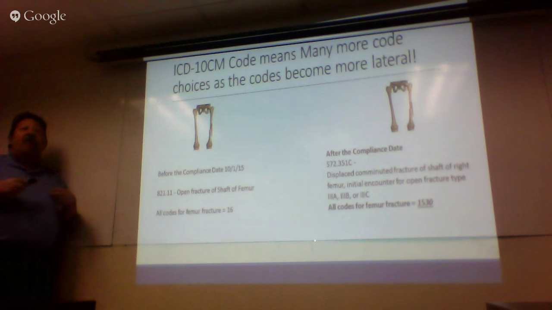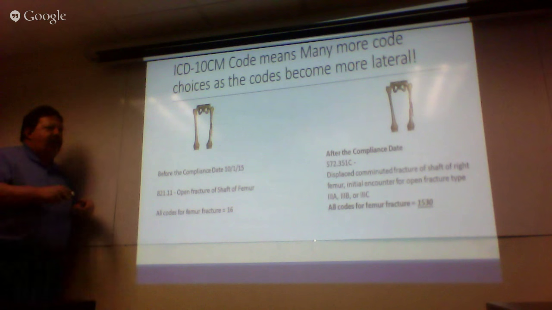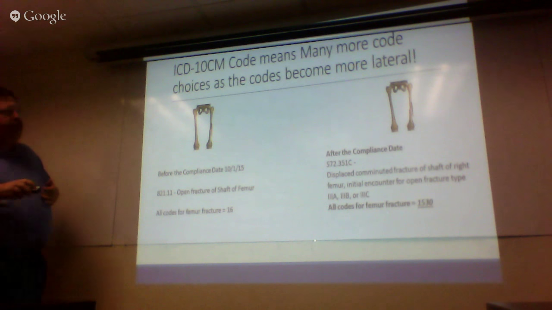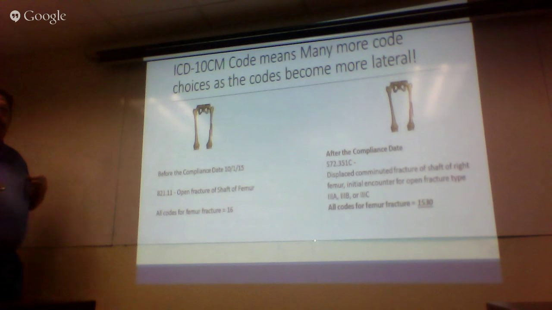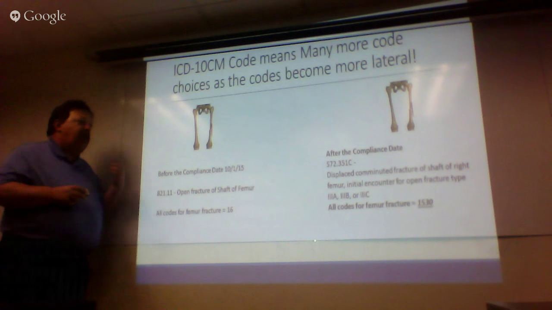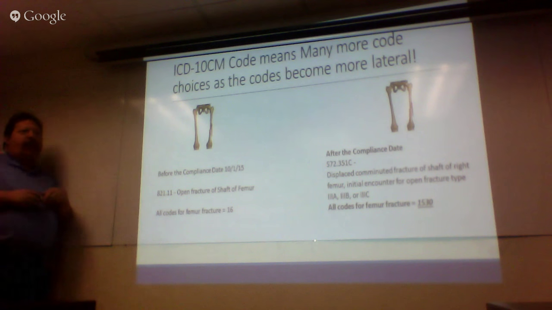That describes it much more specifically. This says it's a displaced, see the piece of bone that lies out, comminuted, which means it pokes through the skin, fracture of the shaft of the right femur. It's an initial encounter, and the fracture type is a 3A, 3B, or 3C. And that's different than a 1A, 2A, 3A. So it tells us the type of fracture.